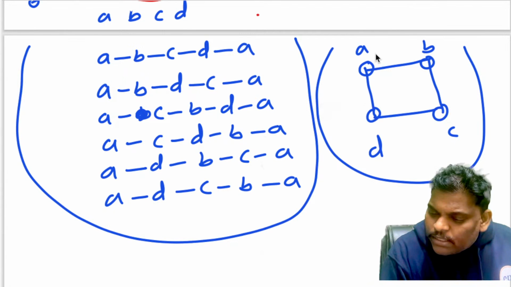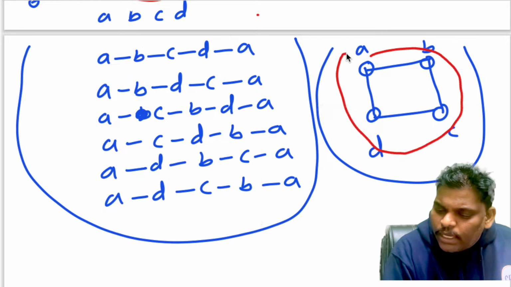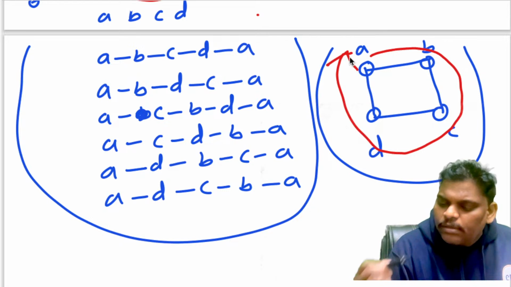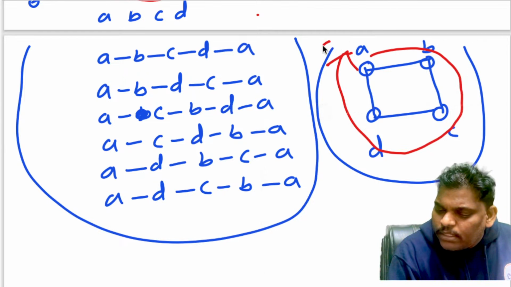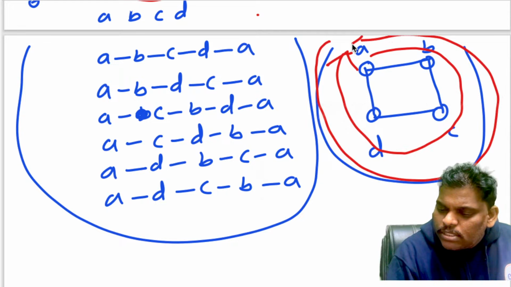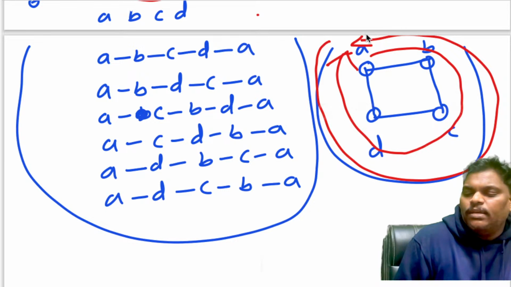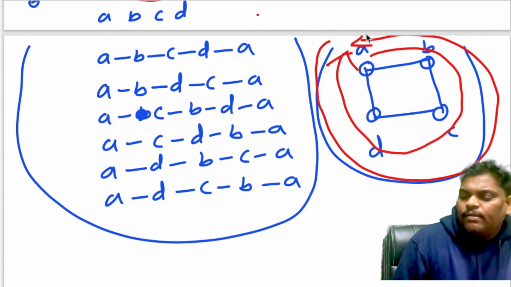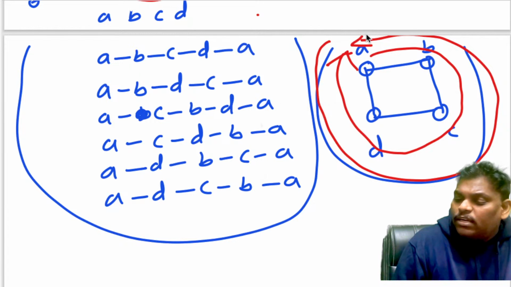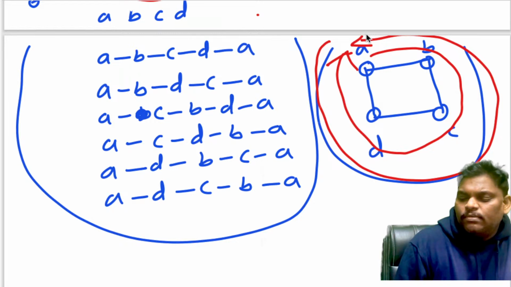If I go like this, A to B, B to C, C to D, D to A, this is one cycle. If I go like this, because it is undirected, A to D, D to C, C to B, these two are one cycle only. Same thing in the reverse order, because the same edges are there.